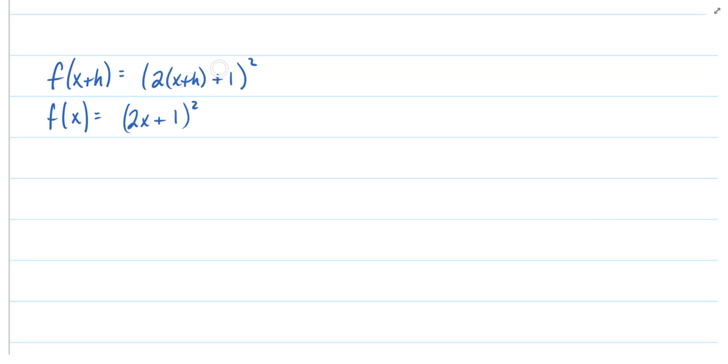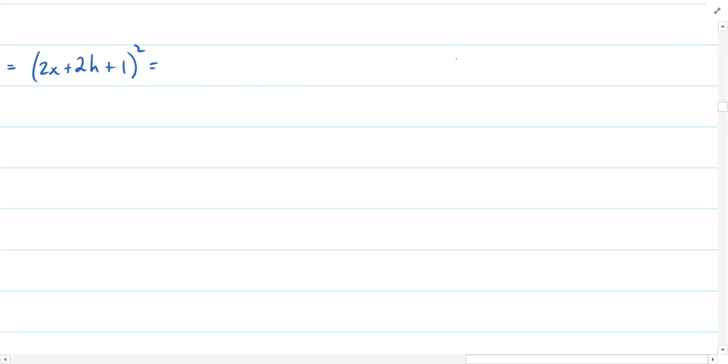So here's f of x plus h, and we should simplify this. And after we distribute, we get 2x plus 2h plus 1. Now this will need to be squared, which can be a bit challenging. I'm going to do this one off to the side. I'm going to use the grid method to make this happen.